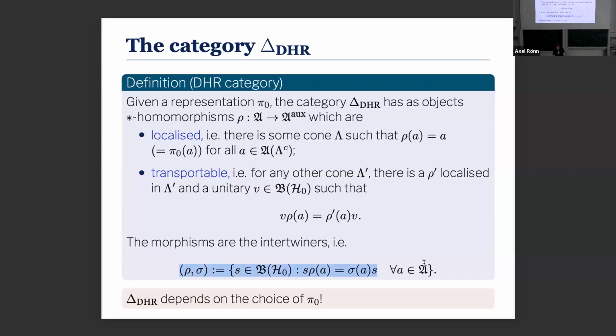Good. And then the morphisms are the same as before, the intertwiners. Of course, the main point now is that what I showed you last time using Haag duality, we can actually show that these intertwiners are in this auxiliary algebra. That's the point. Just to reiterate, as I said earlier, this category very strongly depends on the choice of forbidden direction, precisely due to this issue.